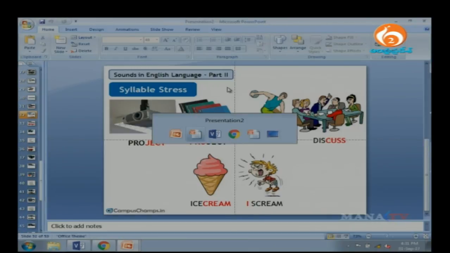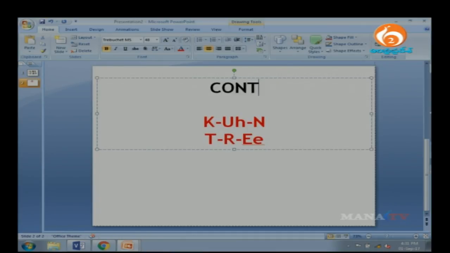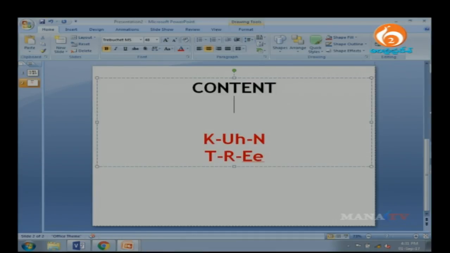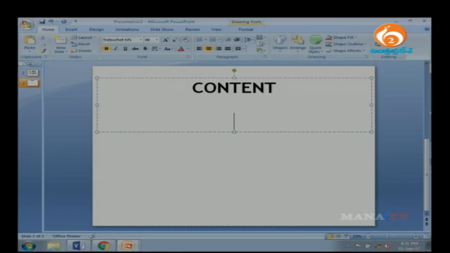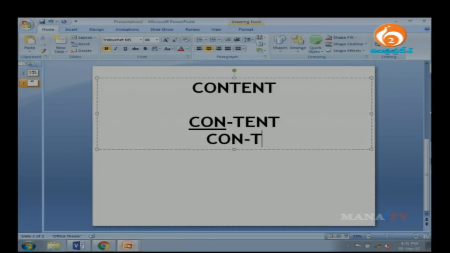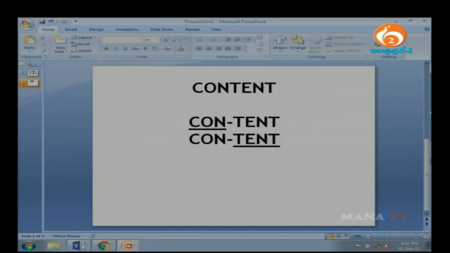I gave you the example of this particular word the other day. So I can either have stress on the first syllable, or I can stress on the second syllable. Okay. When I stress on the first one, my pronunciation should be content. It should be content. K and O sound. Let me break that for you.